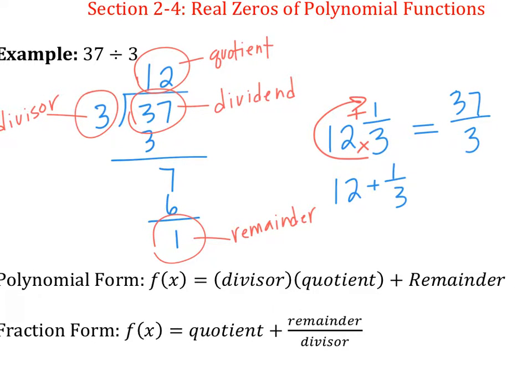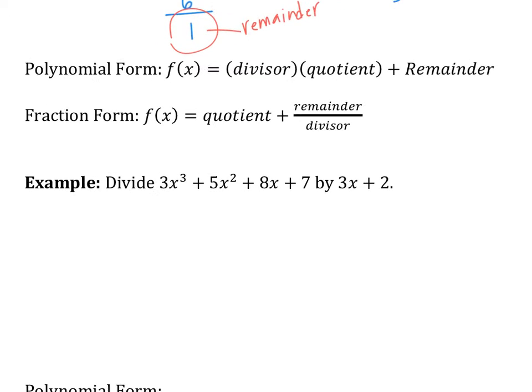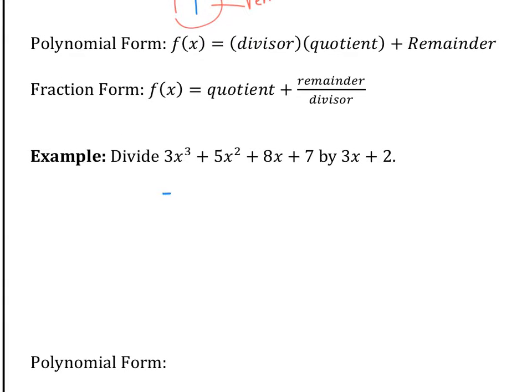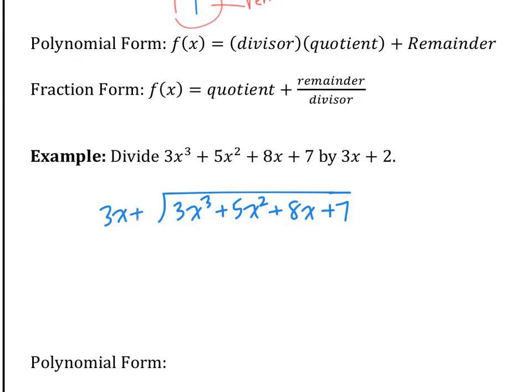So let's go ahead and do it on the polynomial. We're going to divide this polynomial by a smaller divisor: 3x cubed plus 5x squared plus 8x plus 7, divided by 3x plus 2. We always look at the highest degree versus the highest degree. So you ask yourself, 3x times what is 3x cubed? X squared, very good.